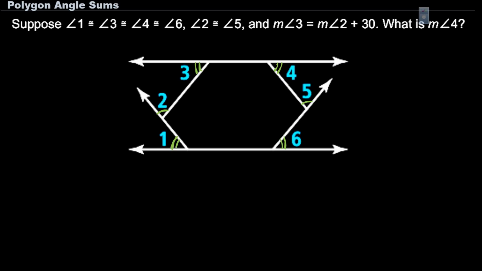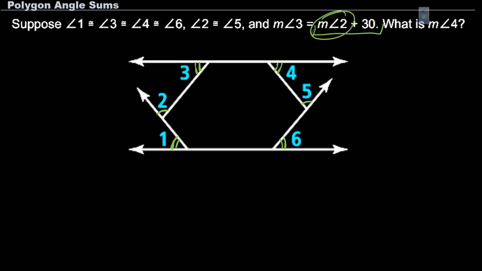And angle 3 has the measurement of angle 2 plus 30. Alright, so we know all of them have to add to be 360. We don't have any actual numbers, but we do know 4 of them are equal to each other. The other 2 are equal to each other. And one of them is based off of a different angle plus 30.